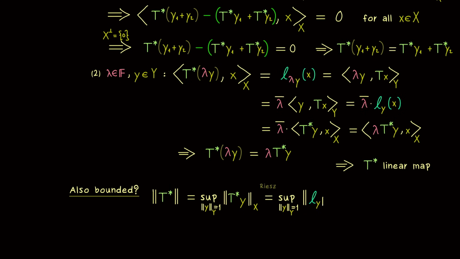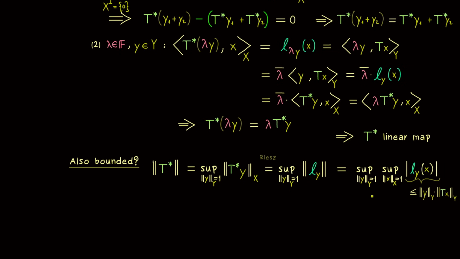So more concretely, the operator norm of L_y. Hence also this one is written as a supremum. But there we have the supremum over x, and what we put in is L_y of x in the absolute value. And in fact, we have talked about this before, because this absolute value is bounded by the norm of y times the norm of Tx. This was just a simple application of the Cauchy-Schwarz inequality.